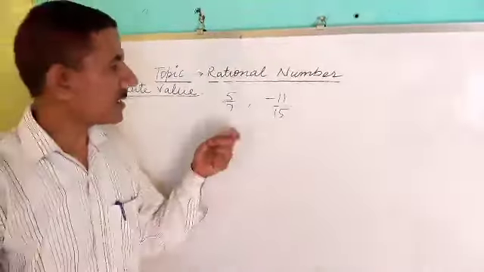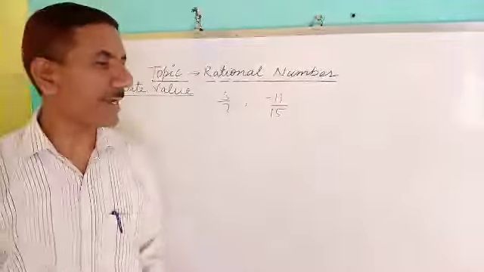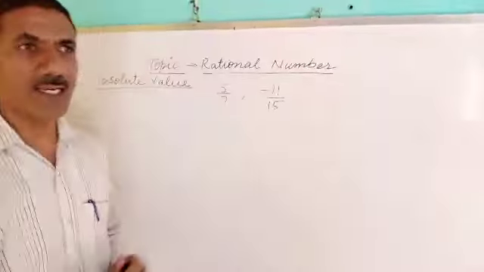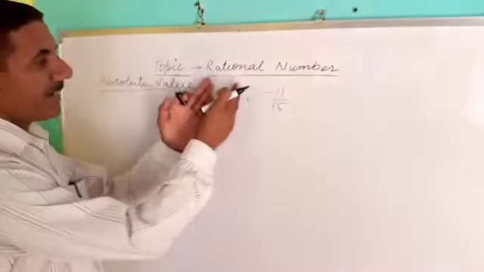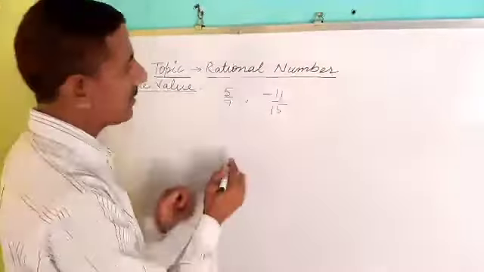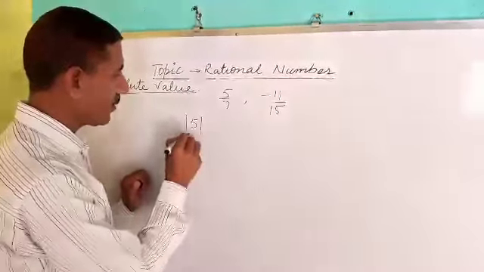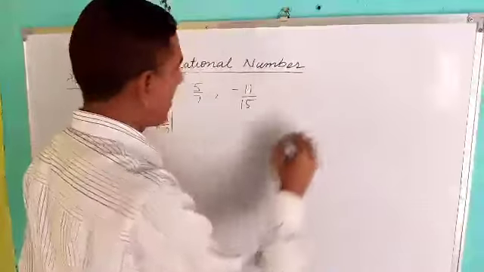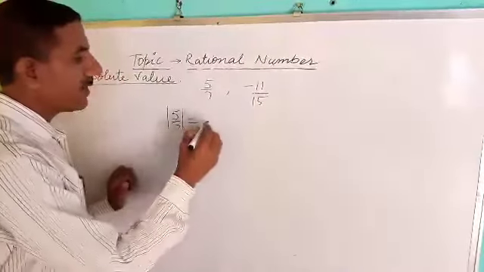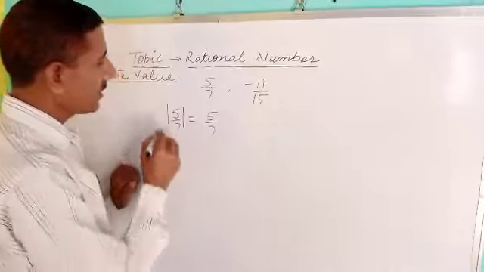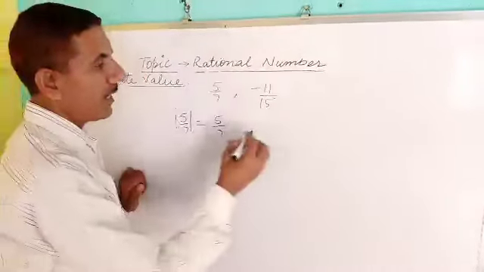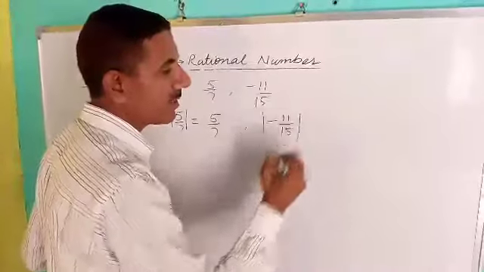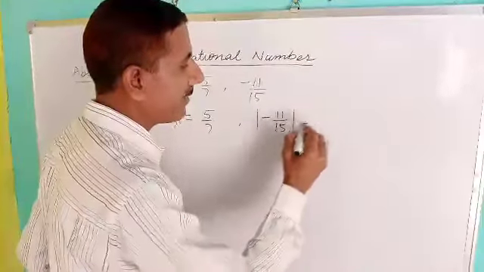These are two numbers. This is a positive number and this is a negative number. So what is the absolute value? Absolute value says that when we take the rational number in the modulus form, then it will be positive. This number will be positive, and similarly minus 11 upon 15, when we take it in the modulus form, then it will be positive.